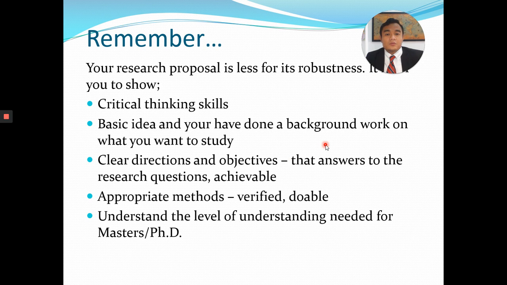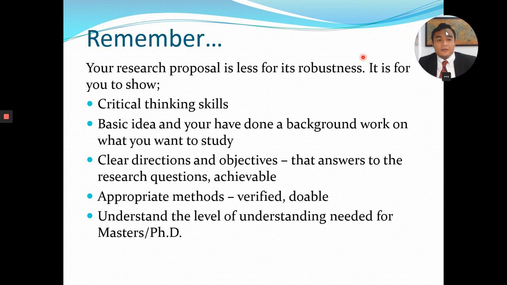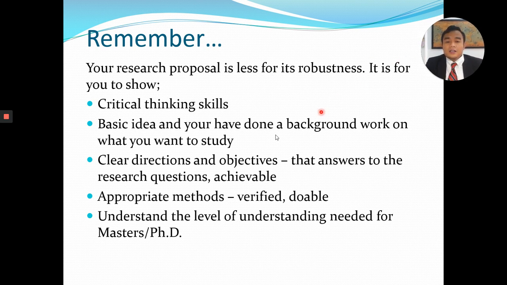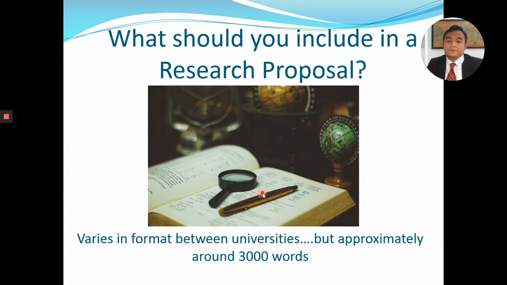So remember, your research proposal is less for its robustness. It is for you to show your critical thinking skills, basic idea that you have done the background work on what you want to study, and clear direction and objective that answer the research questions, and it must be achievable. You have to use appropriate methods, verified, doable, and you have to understand the level of understanding needed to achieve masters and PhD. So what should you include in a research proposal?